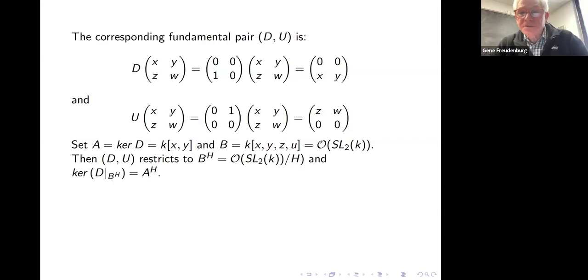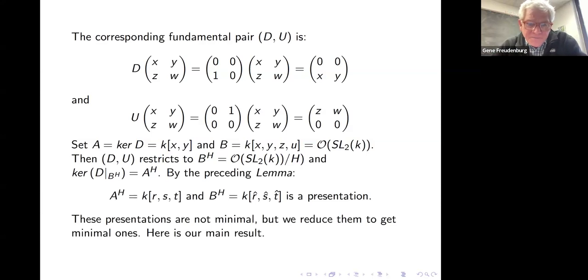Then D restricts to the invariant ring of H, precisely because these actions commute, and that is the coordinate ring of the threefold that we want to study. And importantly, the kernel of the restriction of D to B^H is the ring of invariants A^H. All right. So that sets us up for what I want to do.